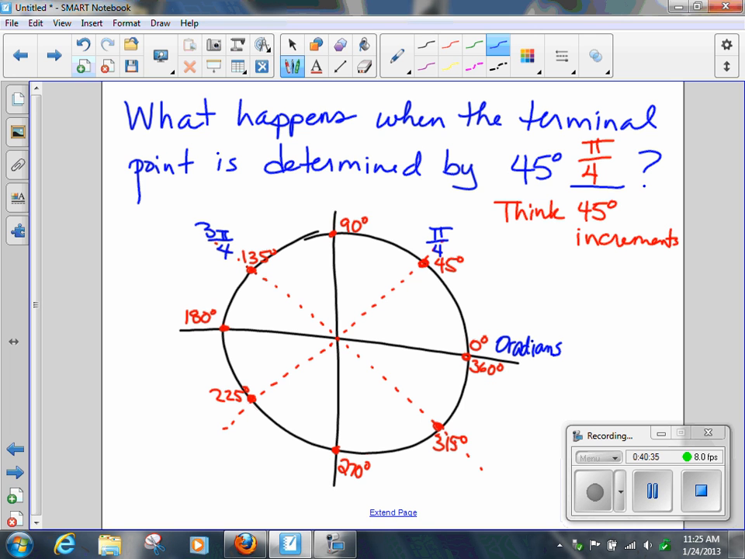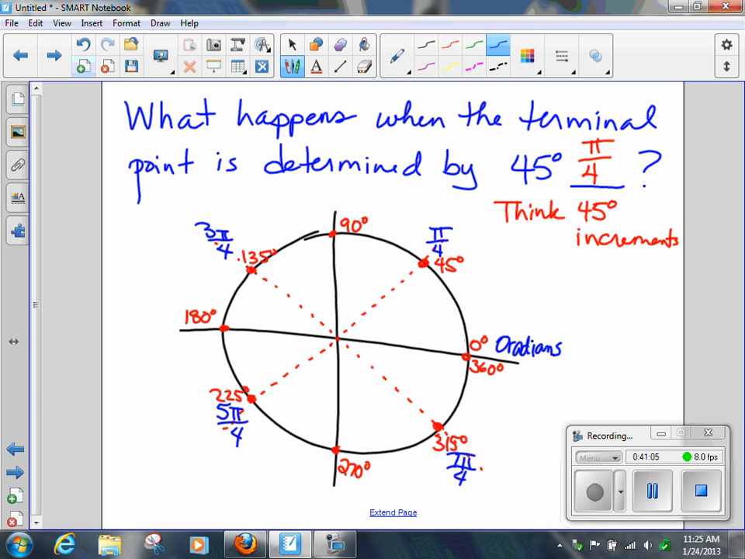What's the next one? 5 pi over 4. You guys cool with this? Thinking in terms of fourths. We keep rotating and it's 6 pi over 4, but wait. That's really just 3 pi over 2, isn't it? And then we keep going. What's next? 7 pi over 4. And then 8 pi over 4, which is really just 2 pi.